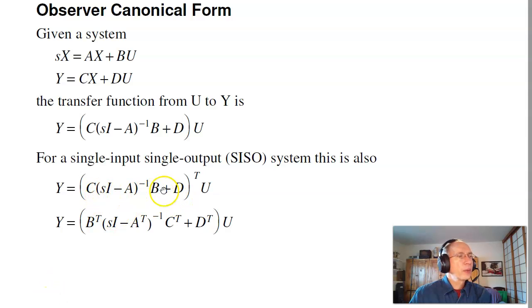However, what I wind up with is B transpose, sI minus A transpose inverse, C transpose plus D transpose. So these are both representations of the same system. What that means is, if I substitute B transpose for C, A transpose for A, C transpose for B, and D transpose for D, I'll have exactly the same transfer function, just a different canonical form. That'll be called observer canonical.